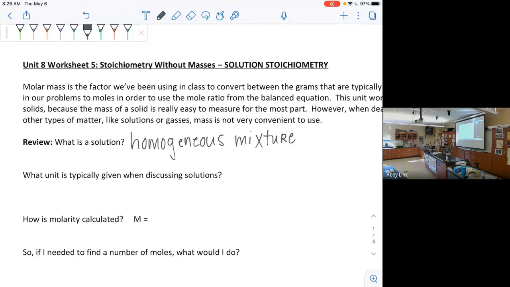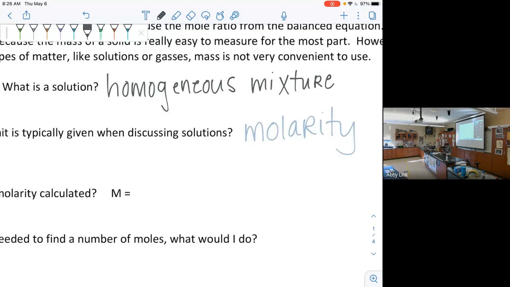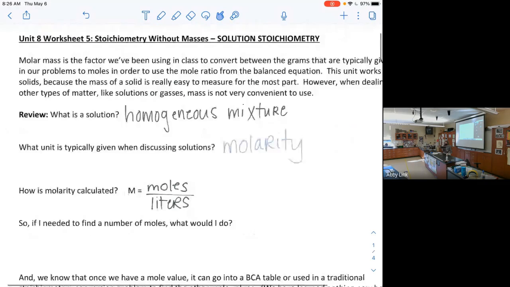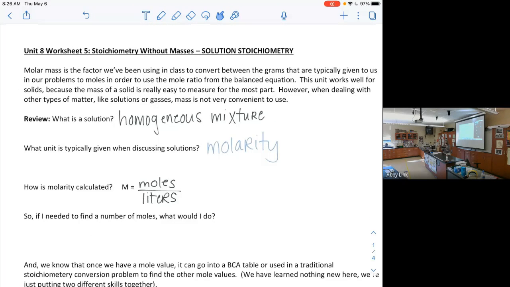All right, so I already spoiled this surprise. The unit typically given when discussing solutions is molarity. All right, and hopefully when you see this equation again, you'll remember this. Molarity is capital M, and it equals moles over liters. Is that ringing any bells? Yeah, maybe. All right, so we want to rearrange this equation. We'll rearrange it in the only 2 ways that it could be rearranged, just so you have those equations at the top of your worksheet for your reference later on in the day.